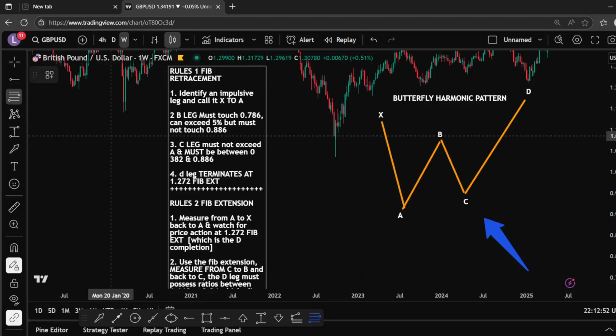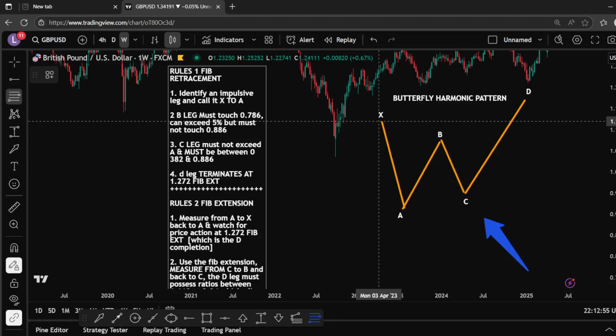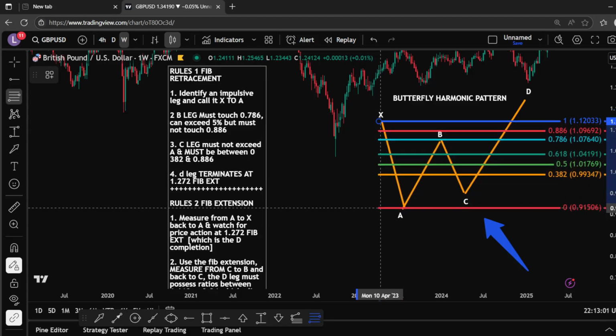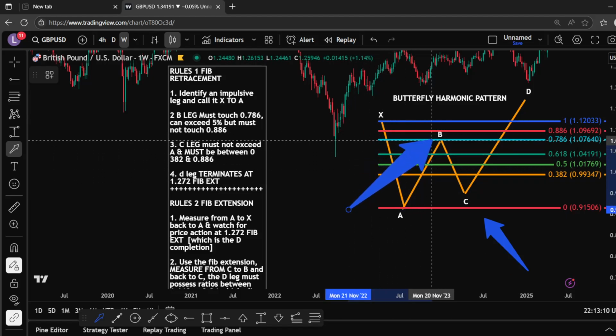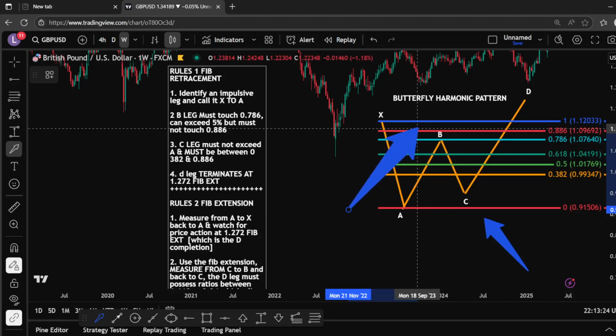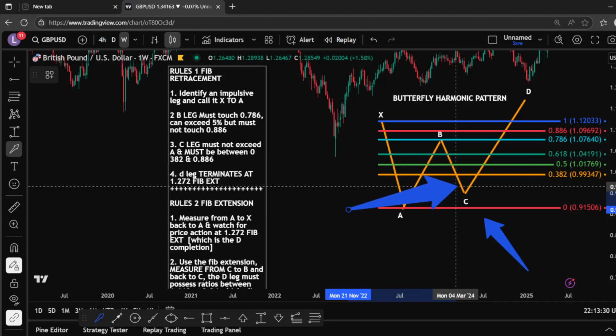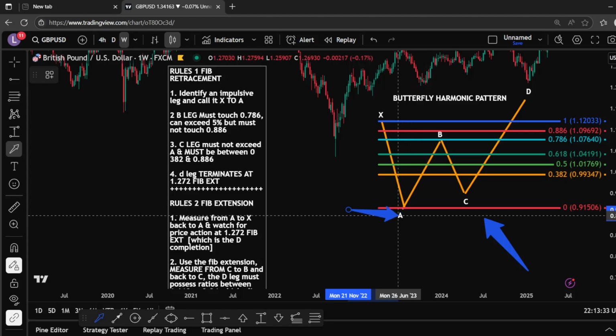So I take my FIB retracement. I go from my X, the start of the impulsive leg, to where it ended at A before we had the retracement to the upside. So the B leg, like I said, is at precise 0.786. It can exceed, but must not touch 0.886, so it can be plus 5%. Then this pullback here to form the C leg must not cross our A.